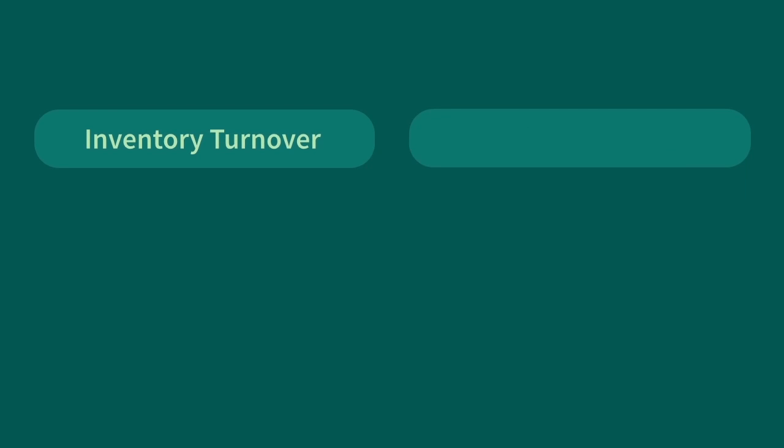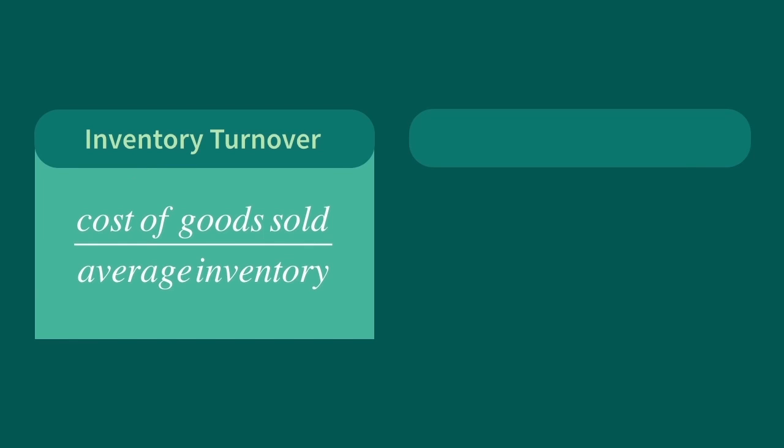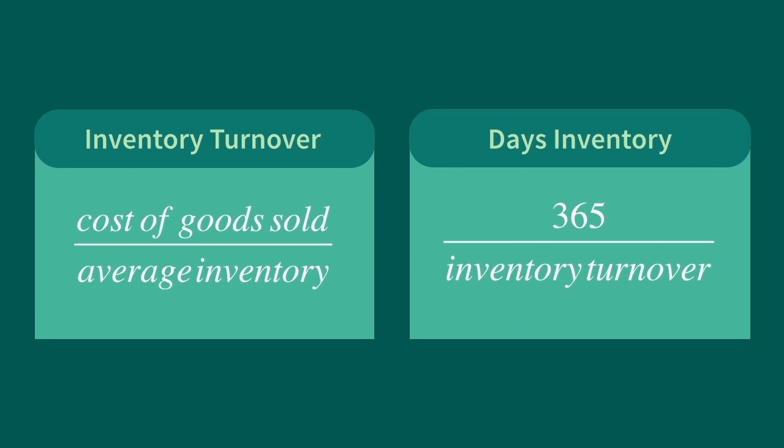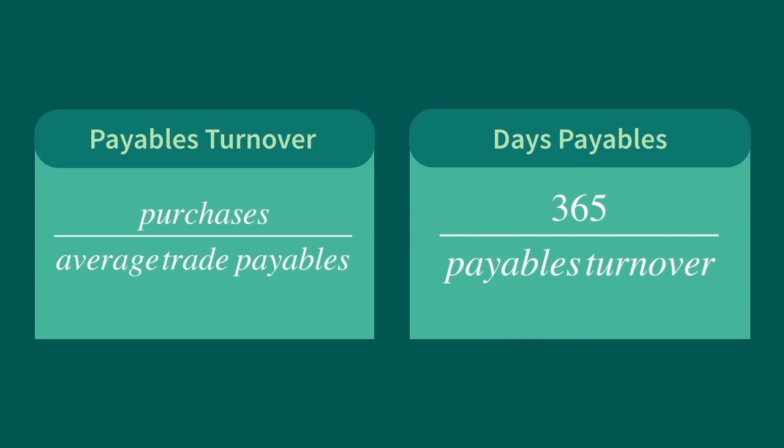Inventory turnover, you will remember, is simply calculated by dividing the cost of goods sold by the average level of inventory, and the number of days of inventory is calculated by dividing 365 by this inventory turnover amount. Finally, then, payables turnover is calculated by dividing our credit purchases by the average balance in our trade payables account. The number of days that payables are allowed to remain outstanding is given by 365 divided by this payables turnover figure.